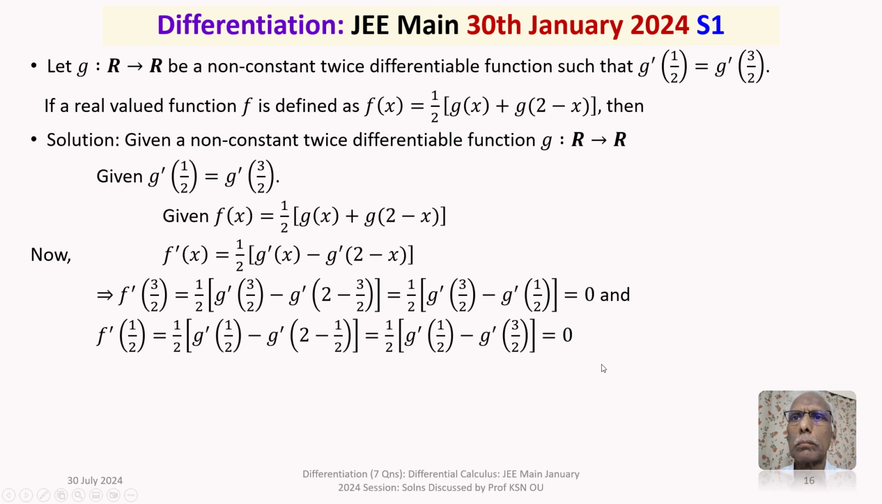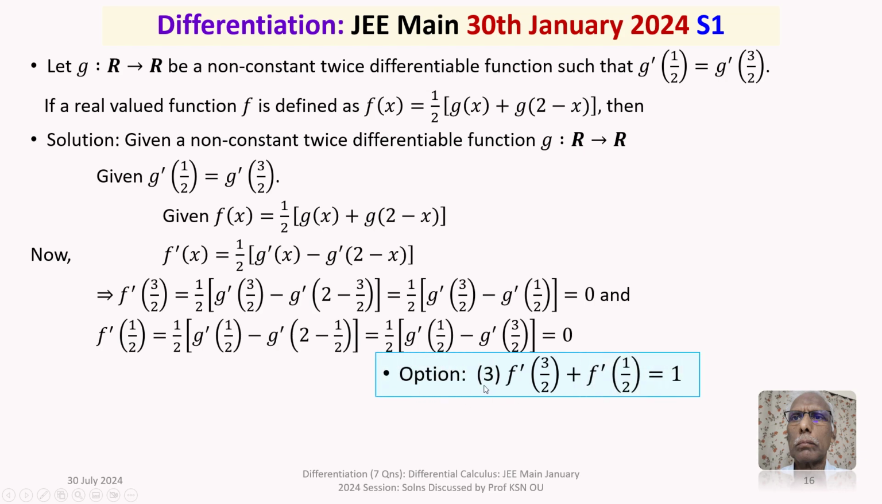Right. So, now let's look at our option 3. This option 3 says f prime 3/2 plus f prime 1/2 is 1. So, let's see what is f prime. Therefore, f prime 3/2 plus f prime 1/2 is 0 plus 0, 0. Therefore, your option 3 is not true.